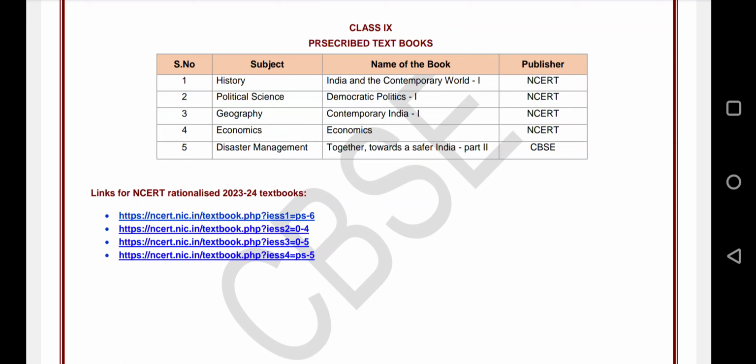Then you have the list of the books which are mentioned here. History, you have India and the Contemporary World, one. Why? Because this is part 1, and in 10th you will learn part 2. So it is a process from 9th to 10th to reach the board.